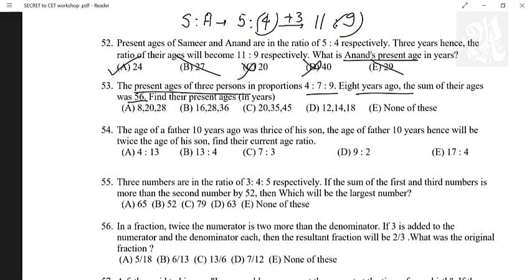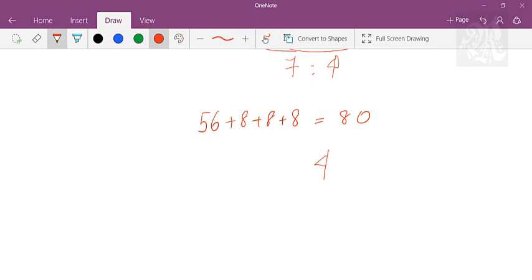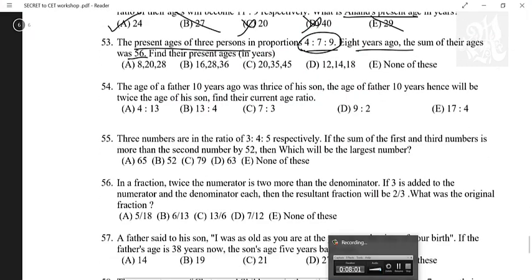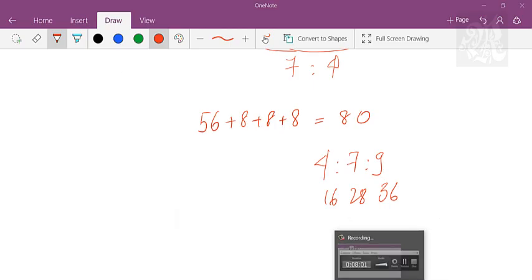Alright, now if I say the ratio is 4:7:9, that means total 20 parts. If I divide 80 into 20 parts, I get 4 per part. So 4:7:9 is going to be 16, 28 and 36. And that's what is asked. So the answer is 16, 28, 36, option B. Okay, let's go ahead. So have a look at the next one.